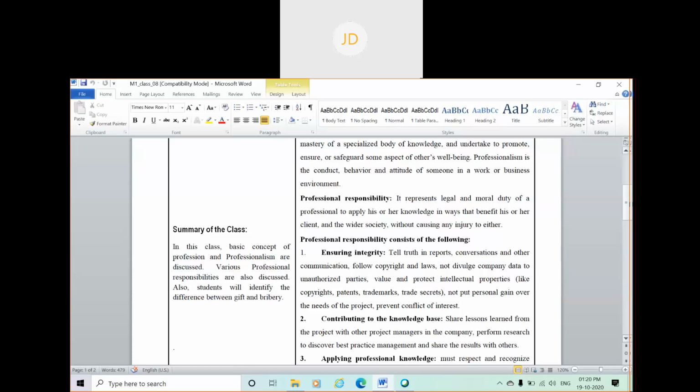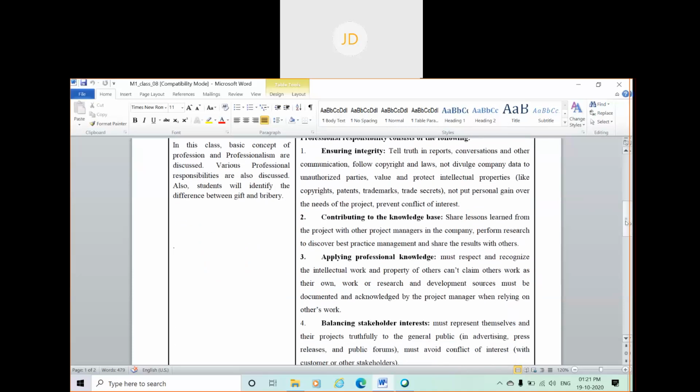Do not put personal gain over the needs of the project. Prevent conflict of interest. So this is all the basic things that you should remember during your professional career. You should not prepare a false document or give false information to the client via communication. You should not misuse your company's name for other work, and should not misuse others' intellectual property rights. These all come under ensuring integrity.